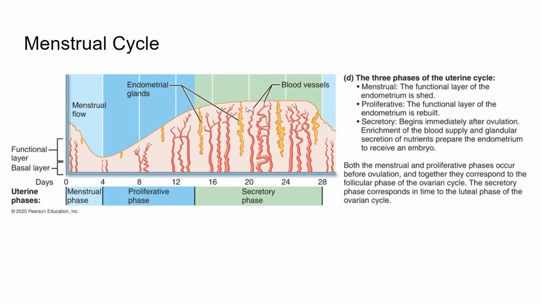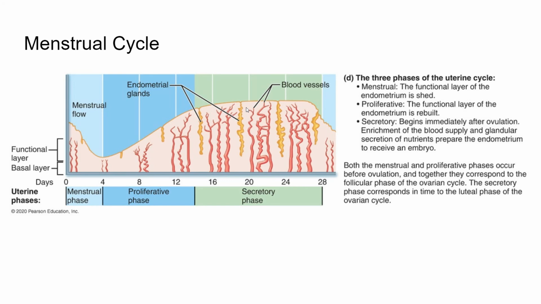Days 1 through 5 is called the menstrual phase. Days 6 through 14 is called the proliferative phase. And days 15 through 28 are called the secretory phase. Sometimes you'll see proliferative called pre-ovulatory and secretory post-ovulatory. Those two are divided by that act of ovulation once again.